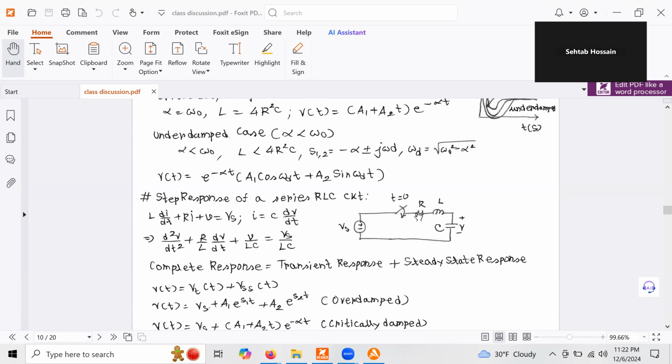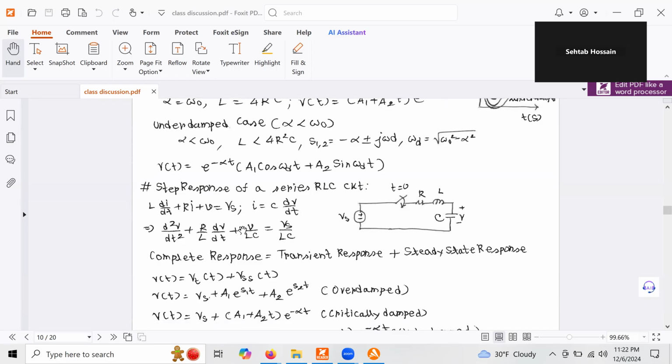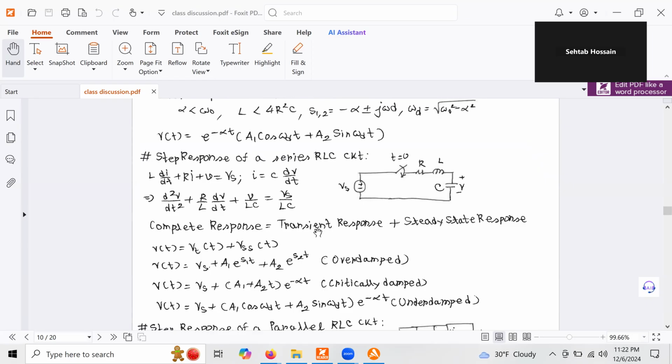So this is for the case of series RLC circuit step response. This will be just like this one over here. The complete response will be transient response plus steady state response. So we know what is steady state response. That is just Vs over here. For the voltage expression, this is for overdamped, this is for critically damped, and this is for underdamped.